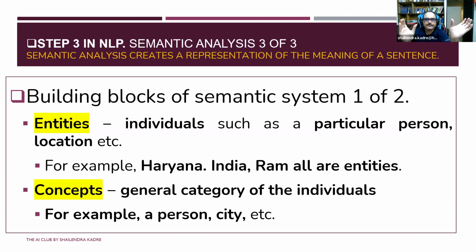Then concepts. Concept means if we generalize location and Ram: Haryana can be generalized as states in India, and that is called a concept. Rama is a person, so if we generalize it to person, that is called a concept. So a concept is a general category of individuals. Entities are individuals, maybe a location or name. If you are talking about Haryana, Haryana is one of the states in India, which is a general category. India has maybe 30 states, so that represents a general concept. And Lord Rama belongs to the person category. That category name is called a concept.